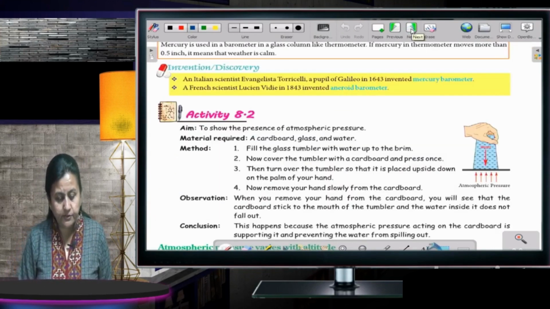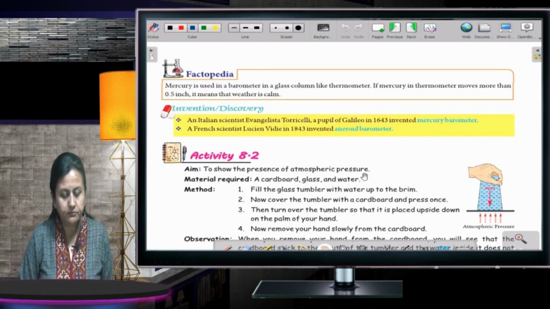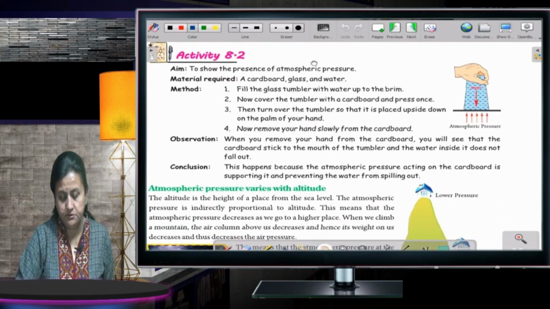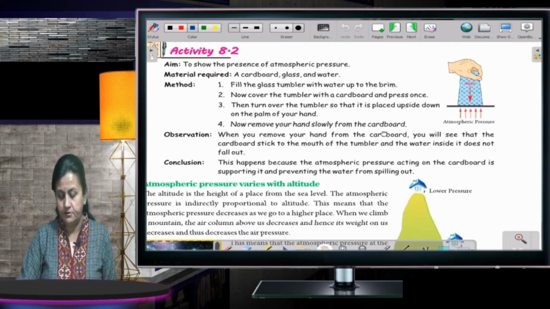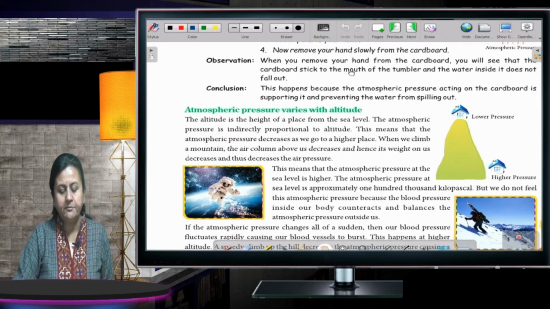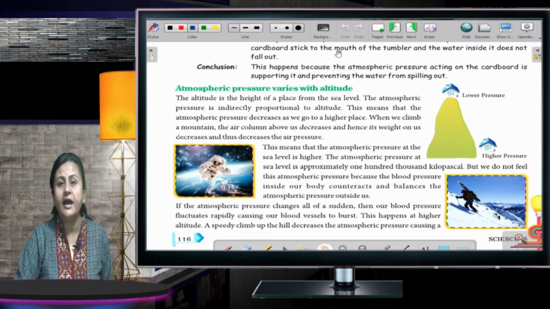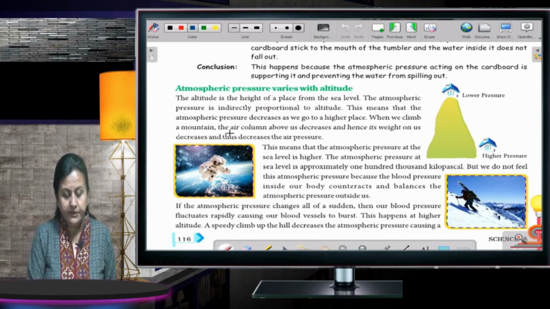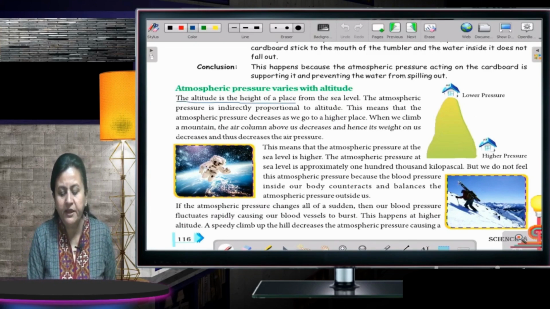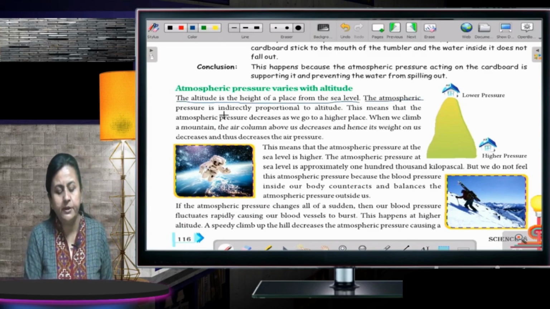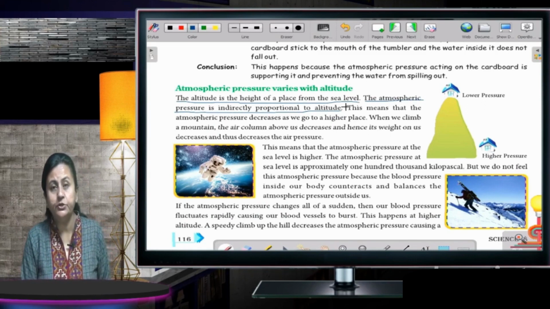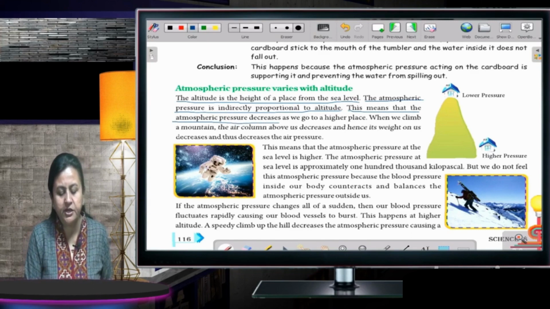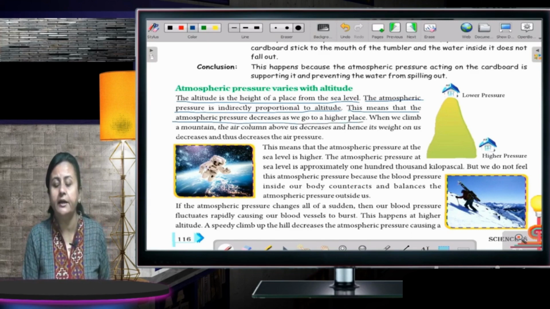Now moving to the next one. Atmospheric pressure varies with altitude. What is altitude? Altitude is height. The altitude is the height of a place from the sea level. The atmospheric pressure is inversely proportional to altitude. This means that the atmospheric pressure decreases as we go to a higher place.